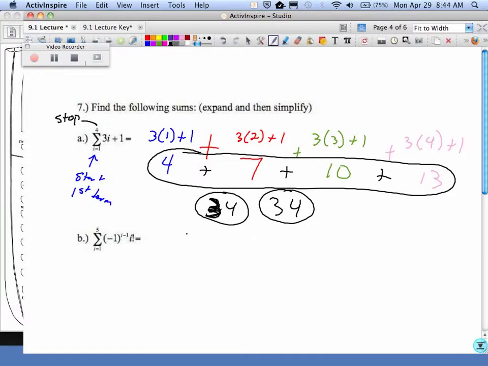That tells you where to stop. So you're going to write down your first term, your second term, your third term, and when you get to the 4th term, stop. So, yes, that's what it means.